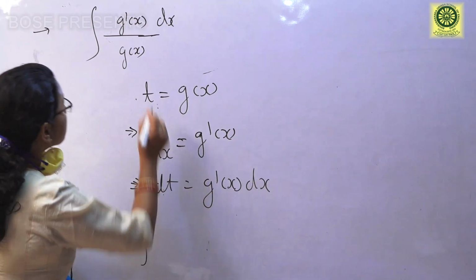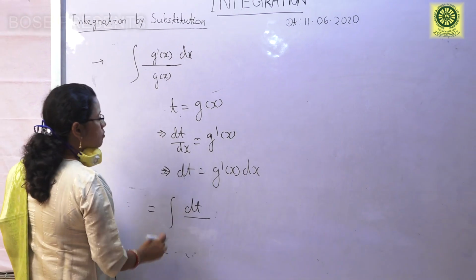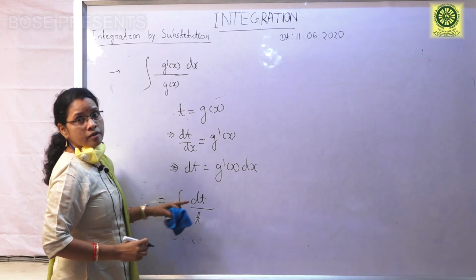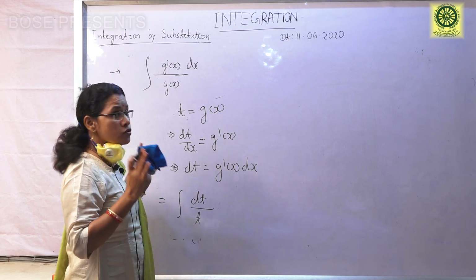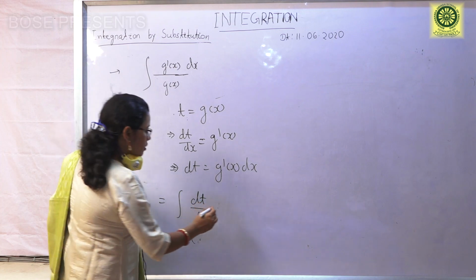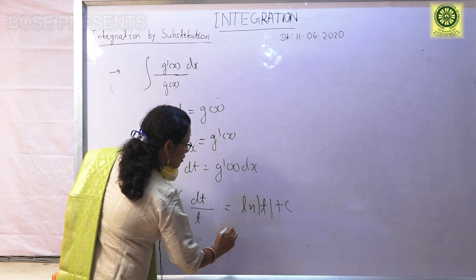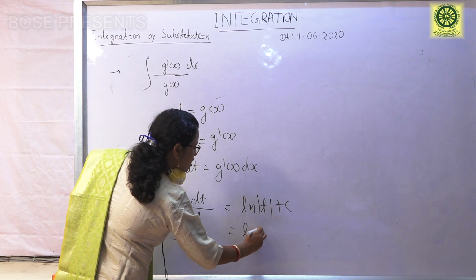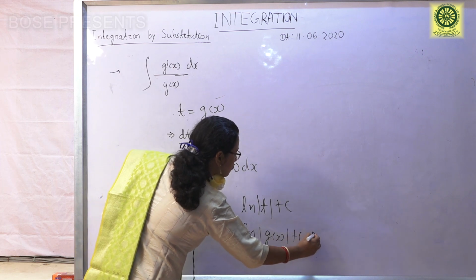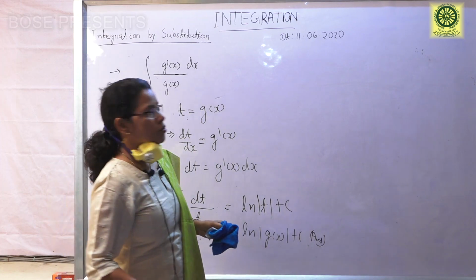In place of g dash x dx, just write dt, and in place of g of x, just write t. See, your integral becomes so simple here. That is the integral of 1 by t with respect to t, which is equal to ln mod t plus c. Then finally, just replace this t by g of x to get your required answer. This is a general form. Let us take some particular problems.